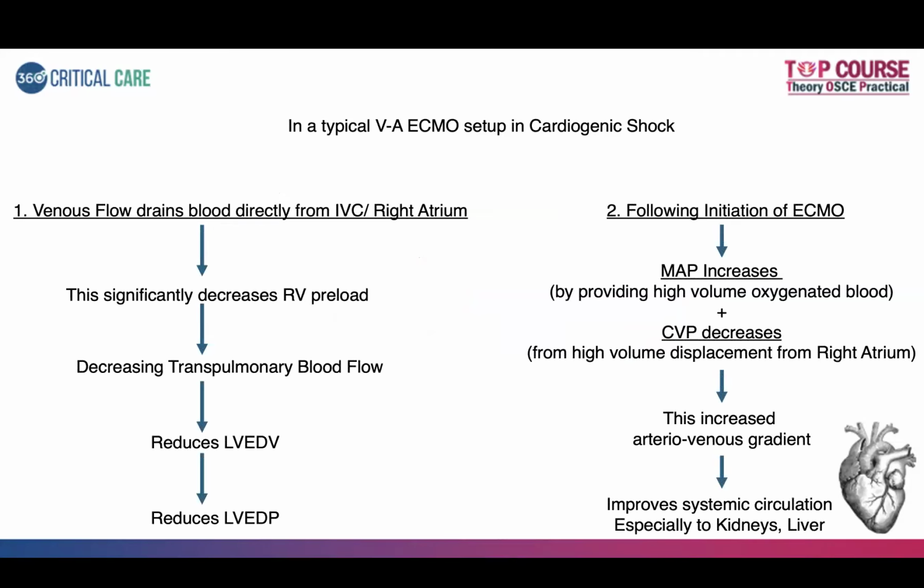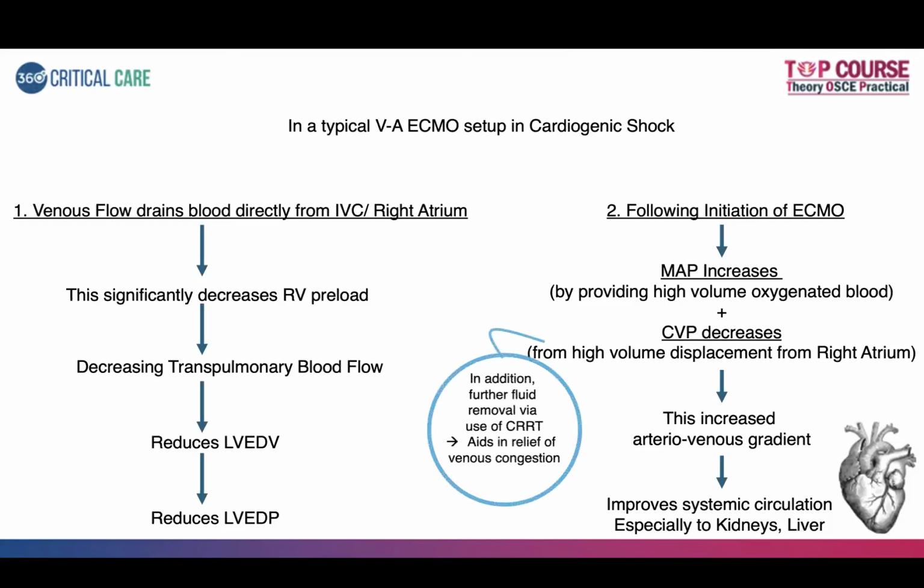Whereas on the other side, following the initiation of ECMO, the MAP increases by providing a high volume of oxygenated blood, plus this blood that is displaced from the right atrium decreases the CVP. So because of this, there is an arteriovenous gradient that forms, and that improves the systemic circulation, especially to the kidneys and liver. And in many centers, they also add a CRRT circuit in addition to the ECMO circuit. So the advantage is you can have a gradual removal of fluid also, and that helps in further relieving your systemic congestion.